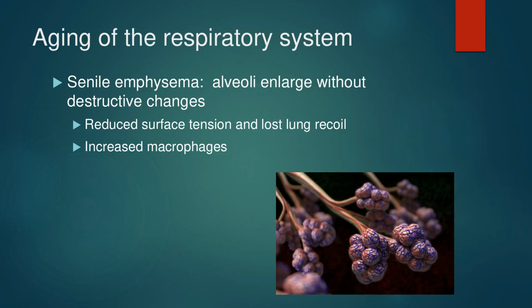There's this concept of senile emphysema where the alveoli enlarge. They're not destroyed, they just become more bulbous, and as a result, there's less surface tension and less recoil. Interestingly, as some studies show, there is an increased migration of macrophages. Part of this may be due to the accumulation of what we call the senescent cell phenotype.